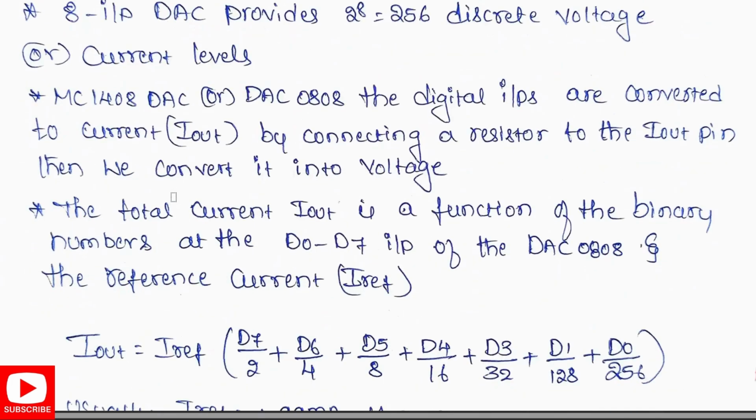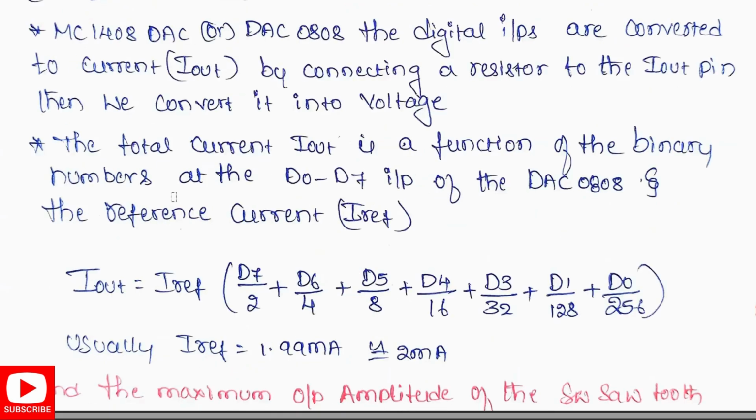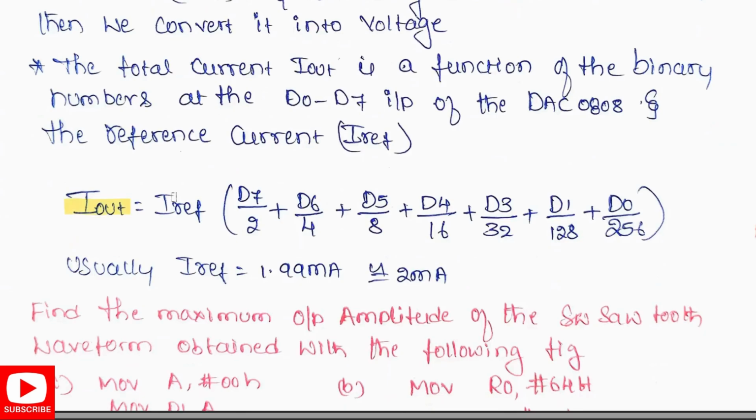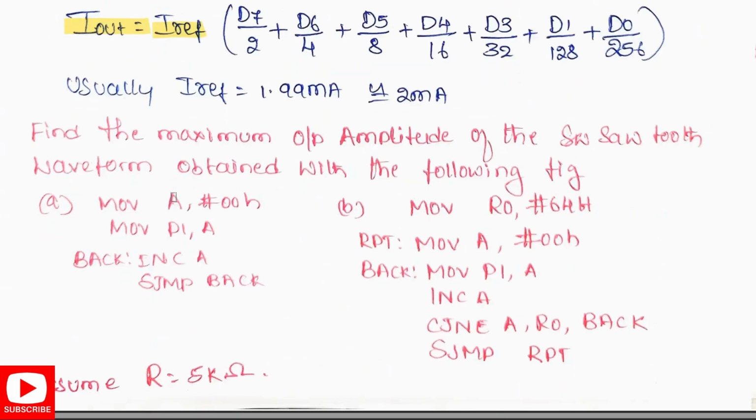So we use DAC 0808. The digital inputs are converted to current by connecting a resistor to the I out pin and then it is converted into voltage. The total current output is a function of binary numbers. So this is the formula we use for calculating the I out, that is I reference of D7 by 2. D7, D6 goes on decreasing and the denominator goes on increasing, that is 2 power 1, 2 square, 2 cube, 2 power 4 like that. So fine, you may ask the question like this.